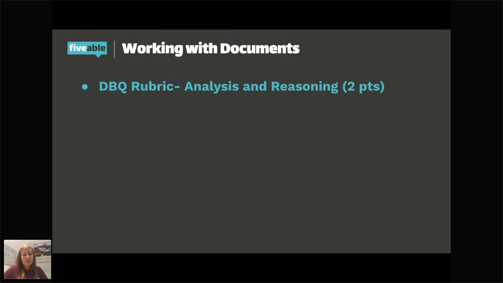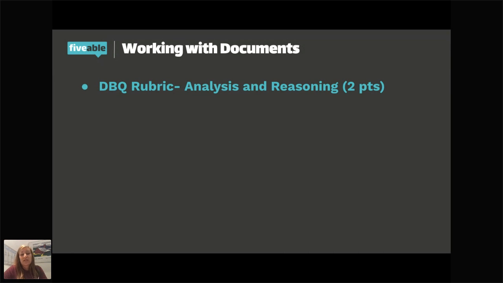Now, when it comes to working with documents, what we need to see here is the rubric. When we're doing an AP history exam, and especially one with a written component, teachers and graders are going around the world and they're coming to the AP reading and they're judging and scoring your essays based on a rubric. And so it's impossible to really know what they're looking at if you don't understand what the rubric is asking.